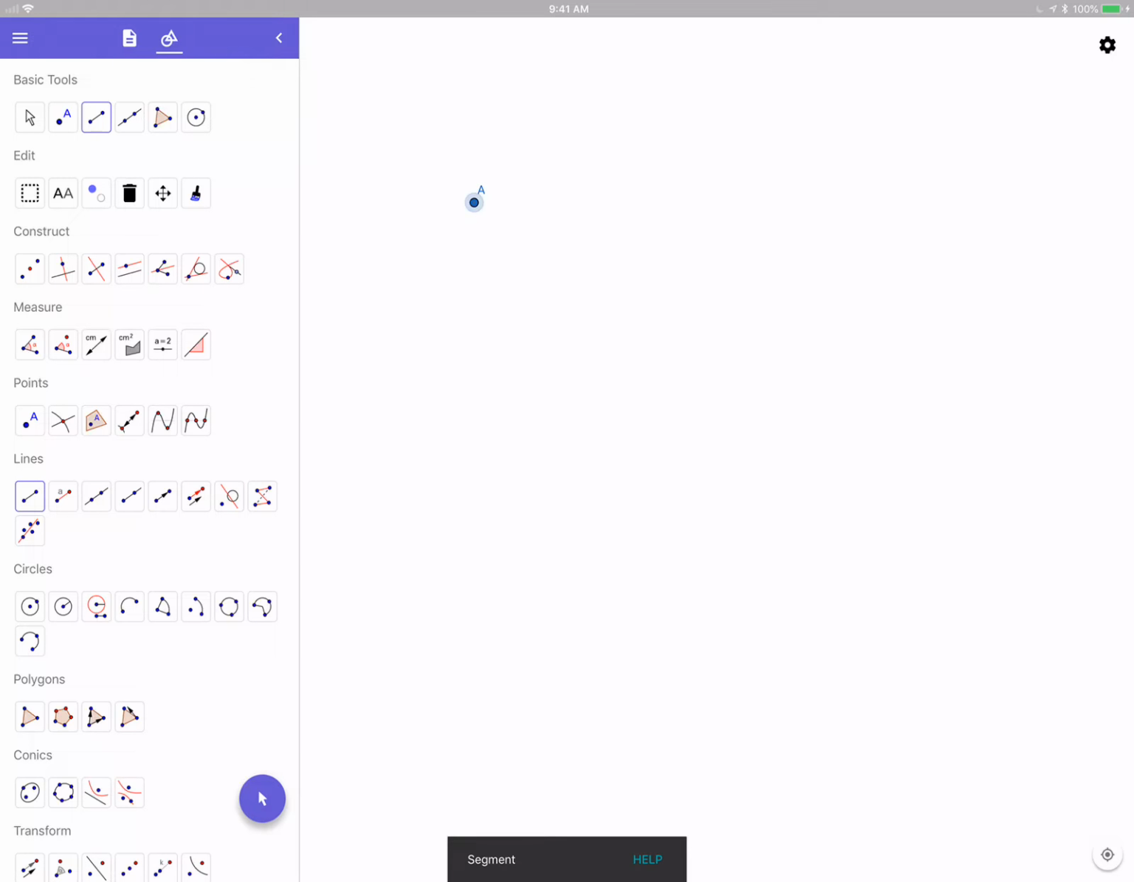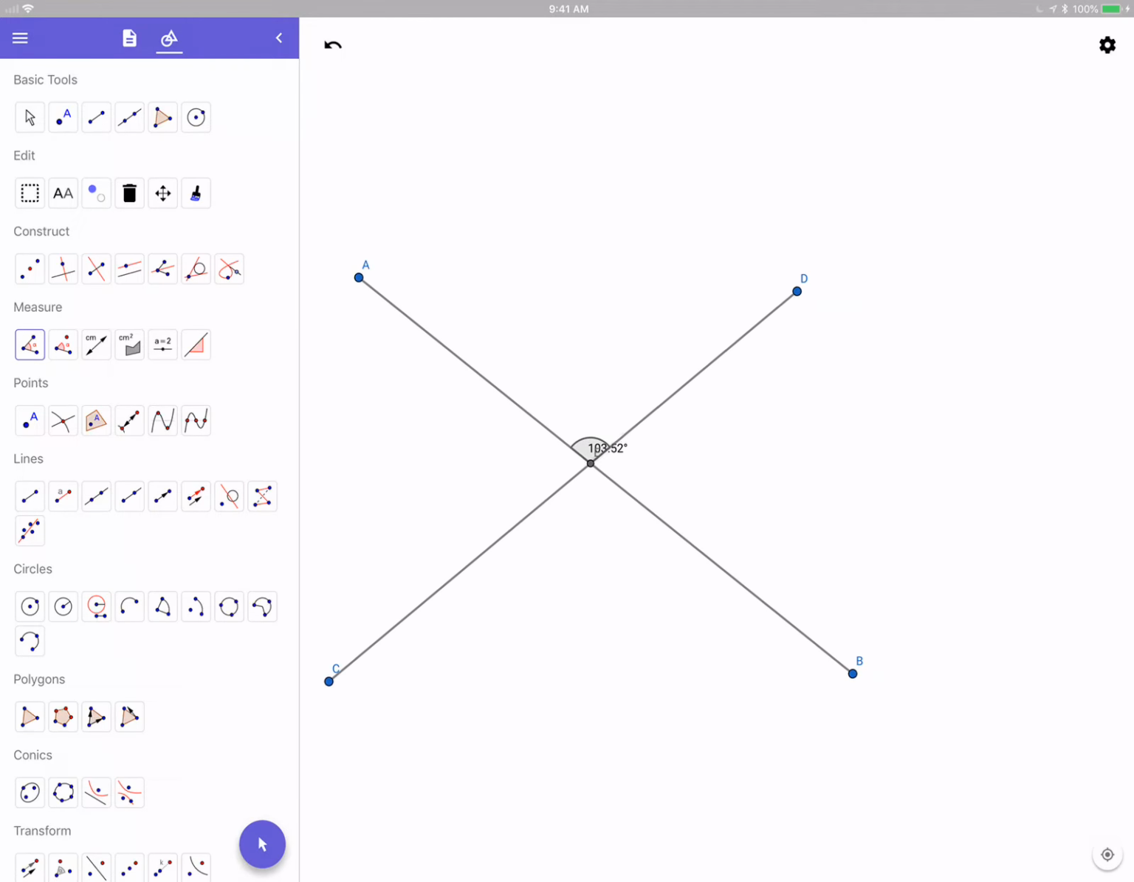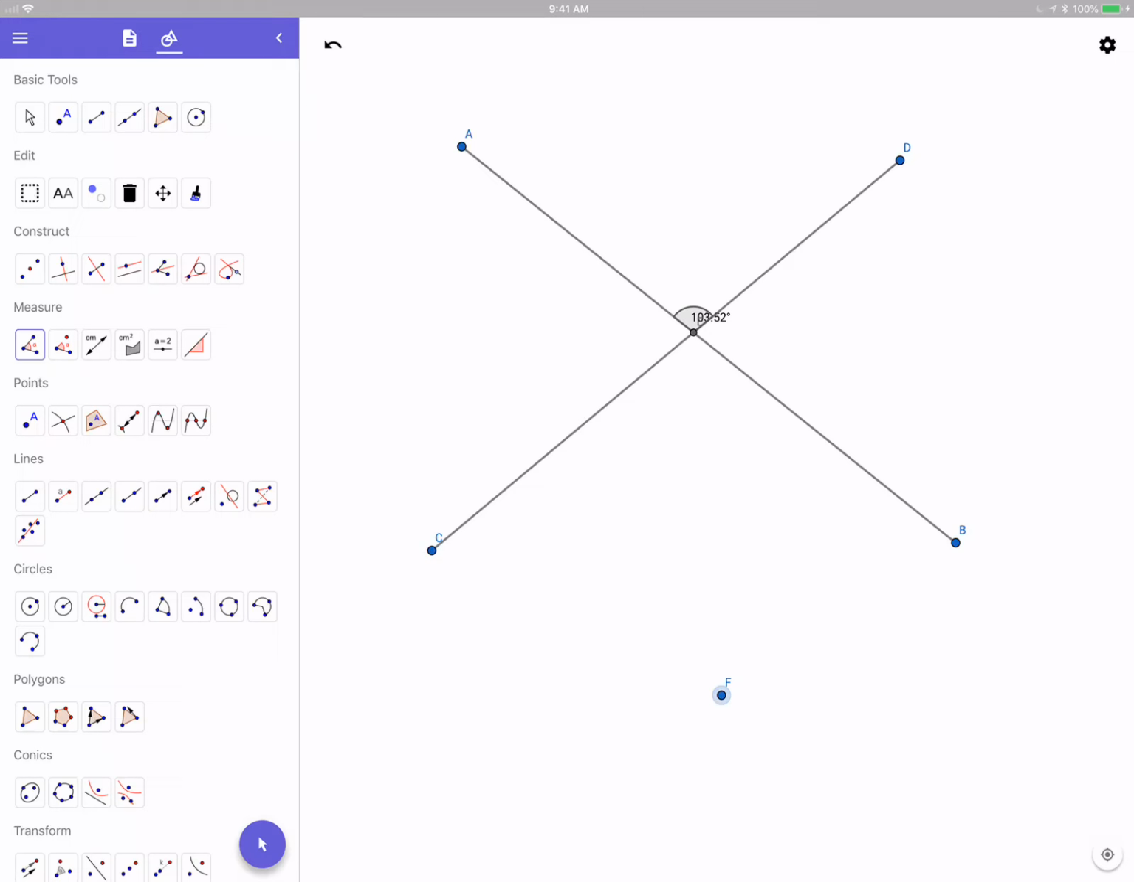I'll just do 2 points. So there's segment A, and there's segment B, and then I need my point tool to put an intersection right there. Okay. So now what we're going to do is measure all 4 angles. So what I'm going to do is click on the first measure button, which is an angle, but I'm going to use 3 points. I'm going to click on A, then E, then D, and that should measure angle AED, and mine is 103.52 degrees.